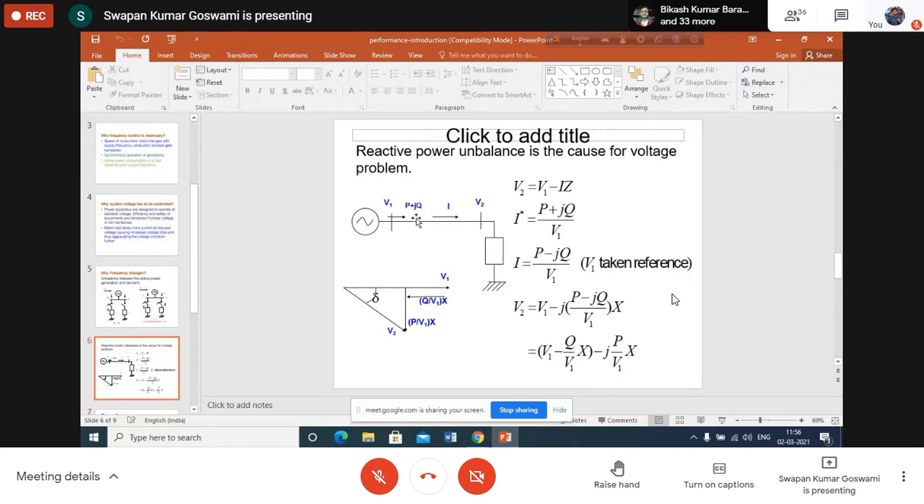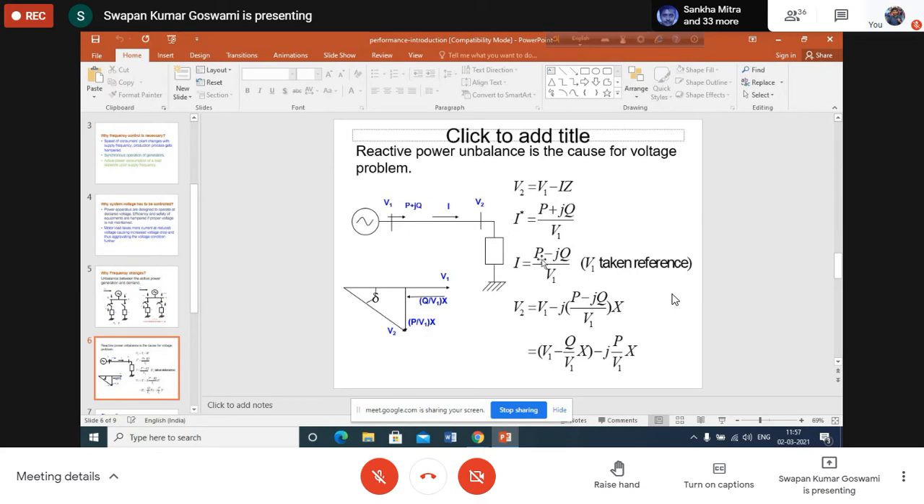Because basically V1 is V1 with respect to a certain reference, say V1 at an angle of alpha, and I with respect to the same reference at an angle of beta. To generalize the discussion, let us assume that V1 is measured with respect to a global, common reference. Say it is V1 at an angle of alpha, and I is measured with respect to the same reference, because the reference has to be the same. Say I is I at an angle of beta.